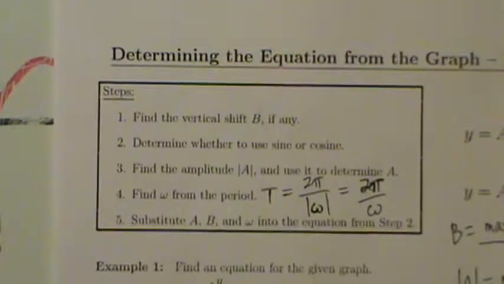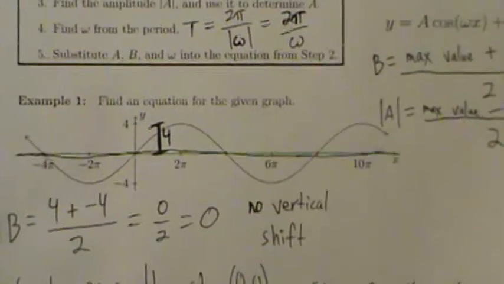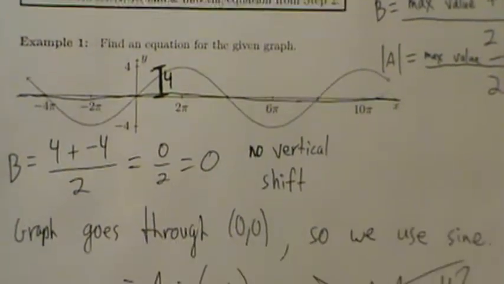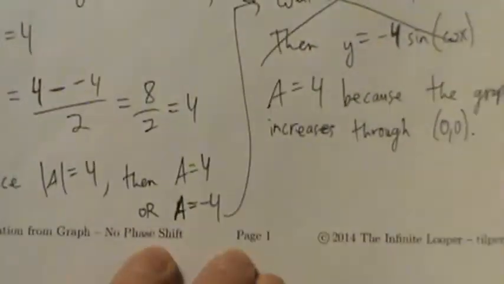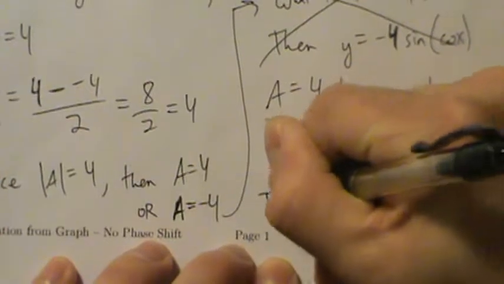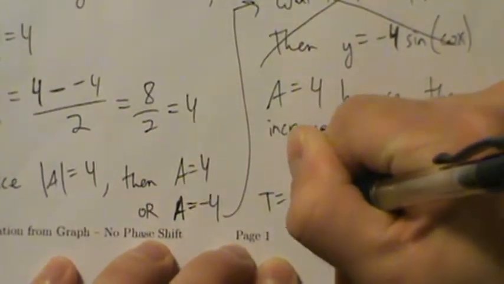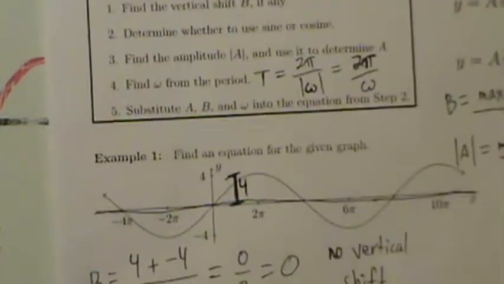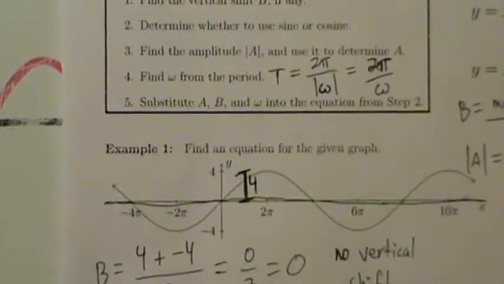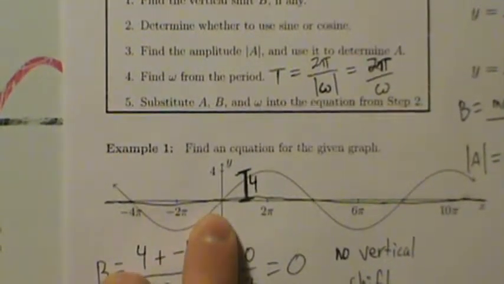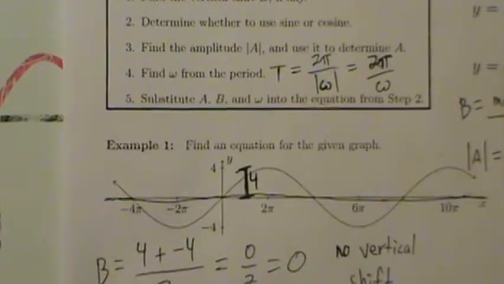Okay, now what? So here, T equals 2 pi over omega. But if we look at the graph, what do we have? Remember, T is the period, right? It's the length of one complete cycle. So how far do we have to go before a cycle repeats? Let's zoom in on this graph a little bit.